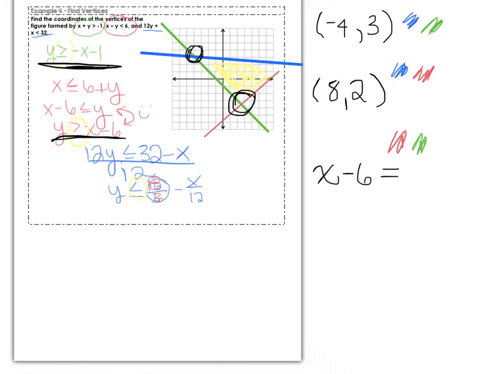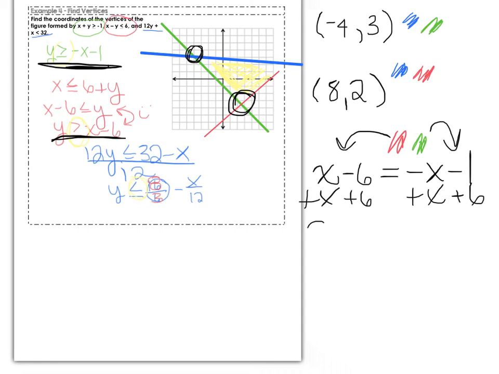So x minus 6 is equal to negative x minus 1. Where x minus 6, that's going to be our red equation, and negative x minus 1, that's going to be our green equation. I'm going to add x onto both sides, and I'm going to add the 6 onto both sides. So x plus x is 2x. This went away. This went away. And negative 1 plus 6, that's going to get me 5. Divide by 2. So x is equal to 5 halves.